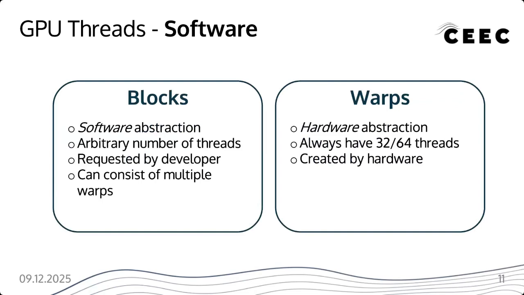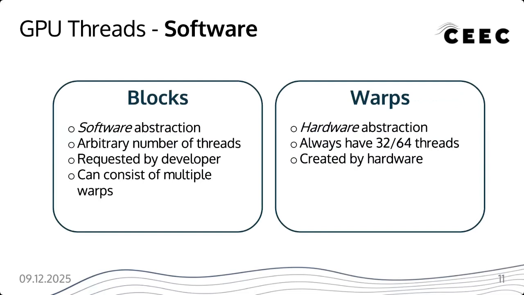Blocks are a software abstraction. Warps are a hardware abstraction. As a programmer, you have complete control over the blocks. You can ask for as many blocks as you want. You can ask for the blocks to consist of as many threads as you want. There's, of course, limits and best practices, but theoretically, they can be whatever you want them to be. Okay. Warps, you have no control over. I mentioned that earlier, and I'll reiterate it again.